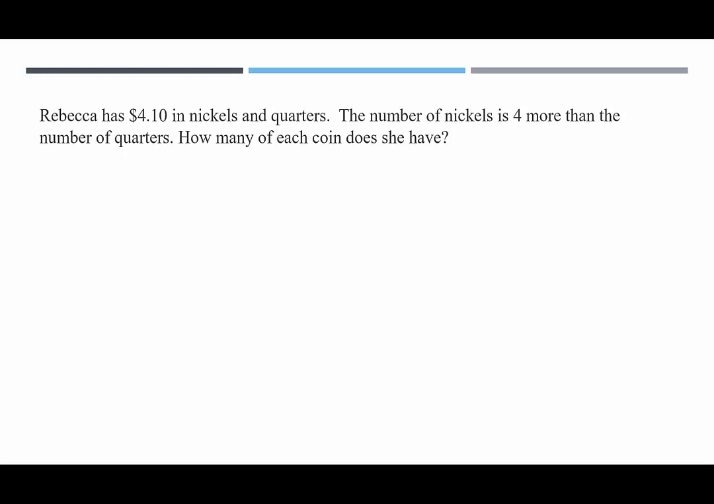Here's what we know. We know that she has $4.10, and that $4.10 is a result of the value of the nickels plus the value of the quarters. Okay, now let's look at the second sentence. The number of nickels, so we're going to call the number of nickels n, is 4 more than the number of quarters. So we're going to say n is equal to 4 plus q, where q is the number of quarters.